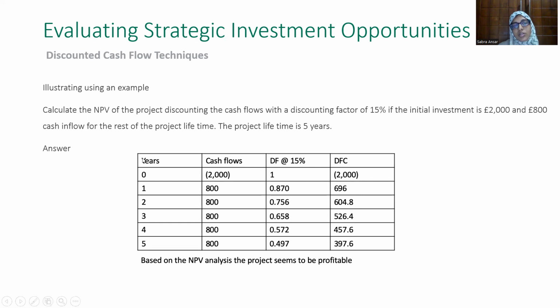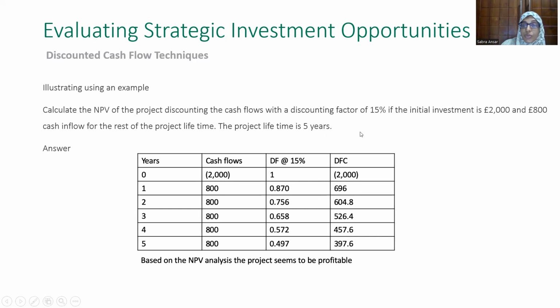So it's the same thing that you're doing here. As you can see, 0 years cash flow into the discounted factor 1, so this would be minus 2000. And then you keep on calculating 800, 696, 800, 604.8, and you keep on looking at it. You see that by 5th year, it would be 397.6.